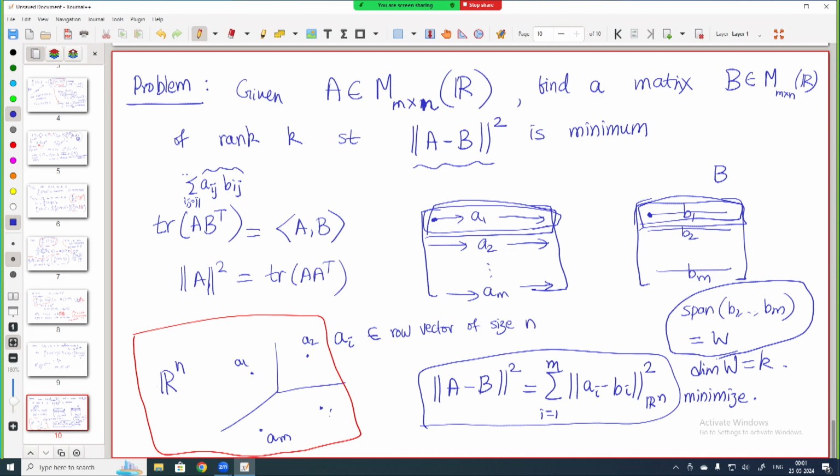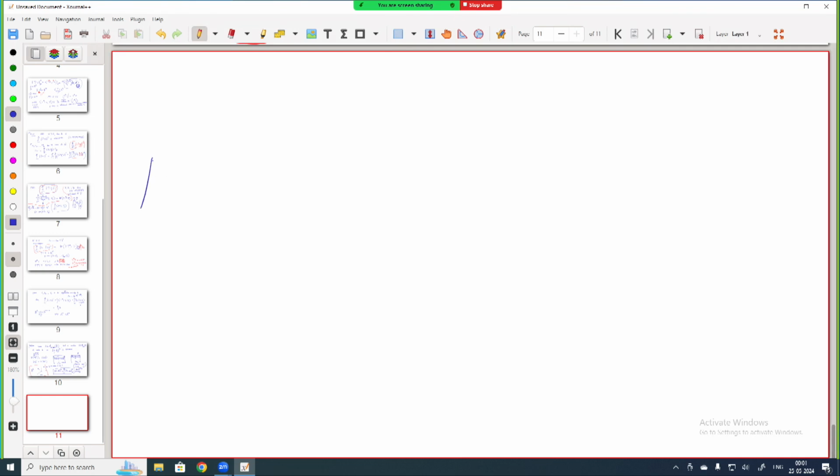That is like saying I fix a W, then I give you, let us say, only 2 points a1 and a2. My goal is to find 2 points b1 and b2 in the fixed span W, such that this square plus this square is minimum possible, right. So how will I pick my b1 and b2?